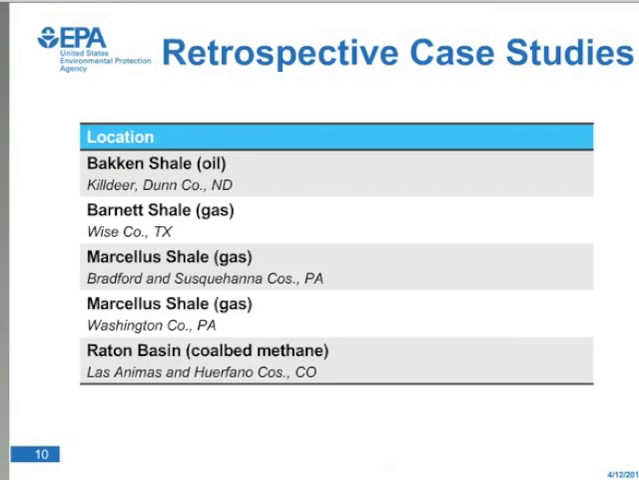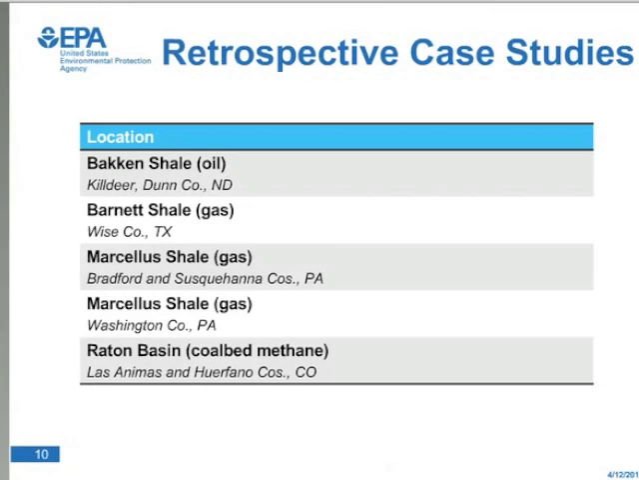As I mentioned, we're doing case studies. We selected these 5 locations: the Bakken Shale, Barnett Shale, 2 different retrospective case studies in the Marcellus Shale, and finally one in the Raton Basin in Colorado. The purpose of these retrospective case studies is to assess whether hydraulic fracturing contributed to reported drinking water contamination. These case studies are essentially designed to examine the conditions that may be associated with potential contamination of drinking water resources. And if we do find that there was an association, we want to identify the factors that may lead to human exposure and risk.